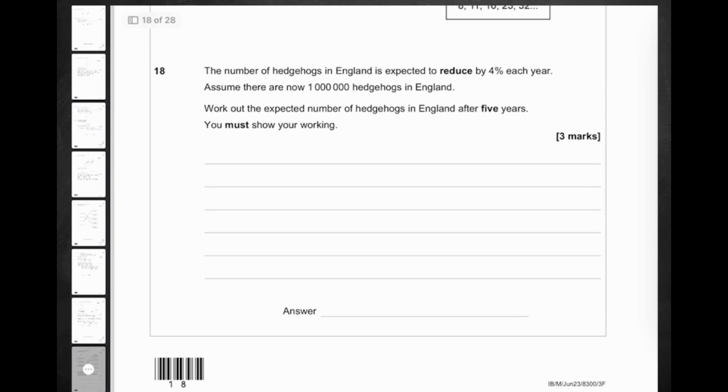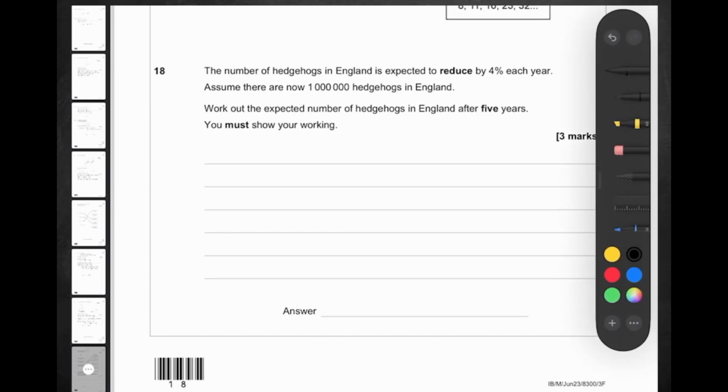Question 18. The number of hedgehogs in England is expected to reduce by 4% each year. Assume there are now 1 million hedgehogs in England. Work out the expected number of hedgehogs in England after 5 years. You must show your working. So, we start with 1 million and we're going to reduce by 4% each year. Therefore, what we're going to do is 1 million times by 100 minus 4%. So that is the equivalent of 1 million multiplied by 0.96.